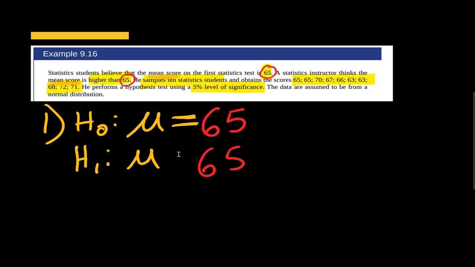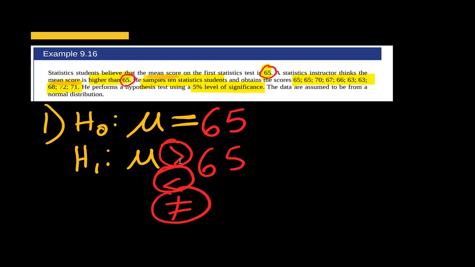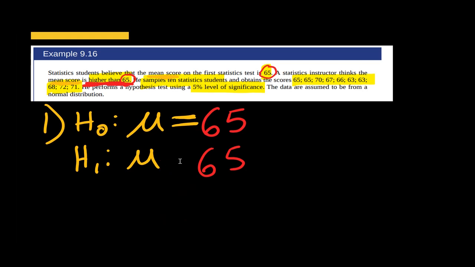Okay, now what's the sign? Our choices are greater than, less than, or not equal. We have 3 choices for the alternative hypothesis. The instructor thinks that the mean score is higher than 65. So the mean is higher. Higher mean, the alligator eats the higher. So higher than the mean, so it's the greater than symbol. Okay, mu is greater than 65.